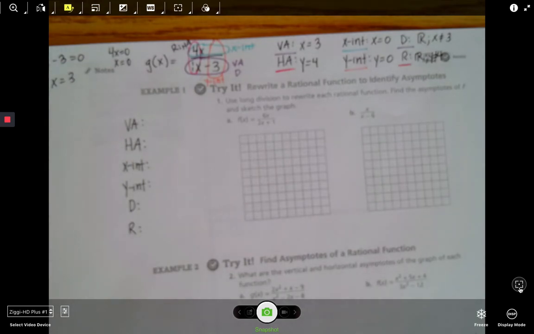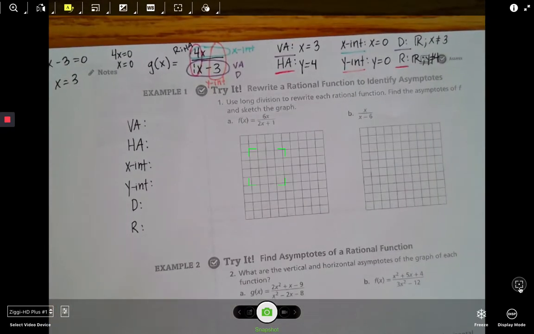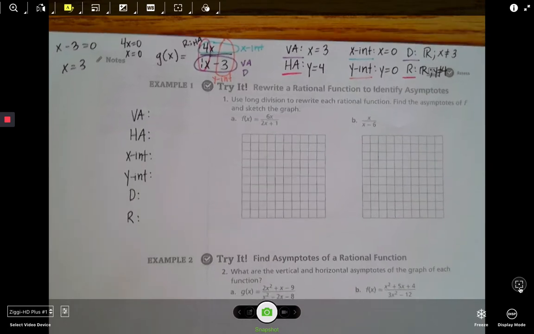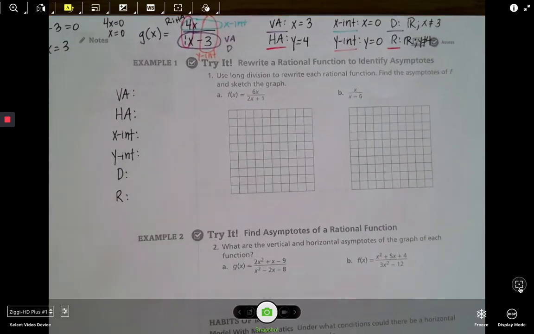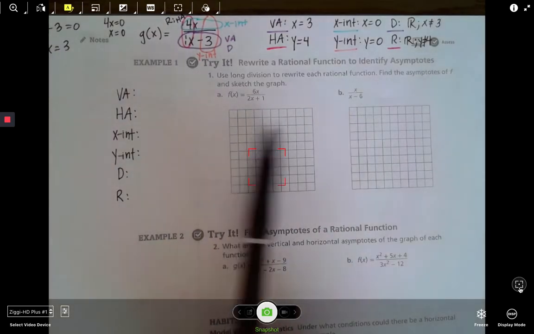All right, so we used that example. I don't know why this won't focus. We're going to use all that information to figure out what we need to for these, okay?